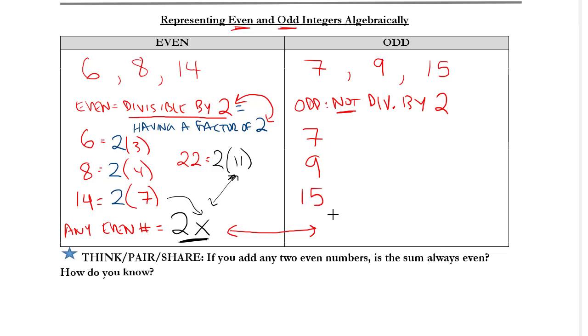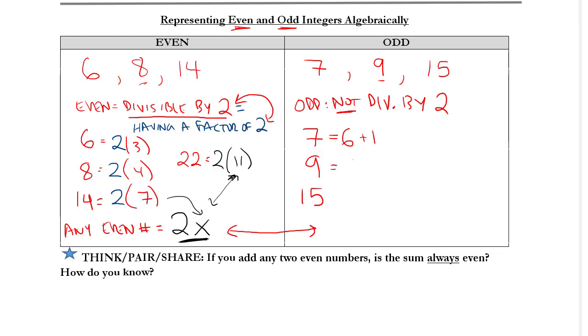7, 9, and 15. And I chose these examples purposefully because you'll notice they're just one more than the 6's, right? Than the numbers over here. So 7 is one more than 6, 9 is one more than 8, 15 is one more than 14. So let's see if we can actually use that pattern, knowing that these are all odd numbers and these are all even numbers. So 7 is really, I could rewrite that as 6 plus 1.